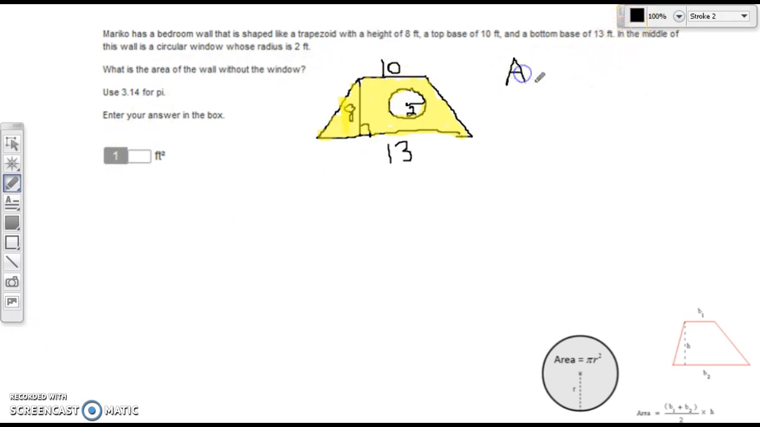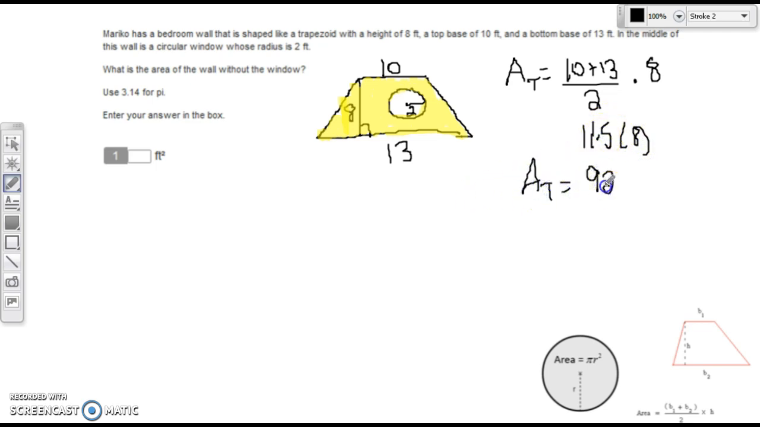So let's start with the area of the trapezoid. We need to do the base plus the base, so 10 plus 13. Then we need to divide that by 2, and then multiply it by the height. So let's go ahead and do that. 10 plus 13 is 23. 23 divided by 2 is 11.5. And 11.5 times 8 is 92. And that's in feet squared. So that's the area of the whole trapezoid.